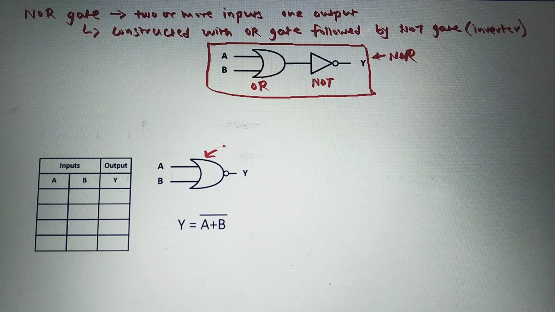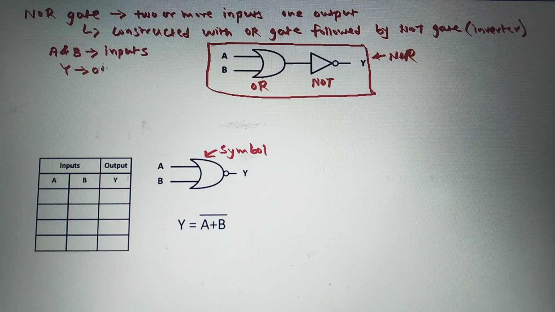Now see here, this is the symbol for NOR gate, and this symbol represents here A and B are the two inputs and Y is the output of this NOR gate. So this is the symbol for two input, one output, NOR gate.